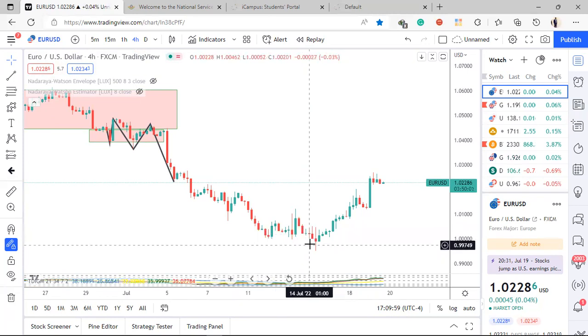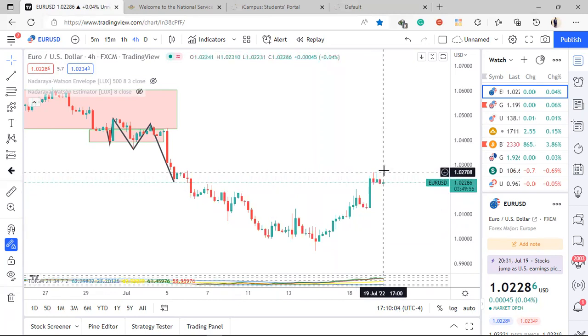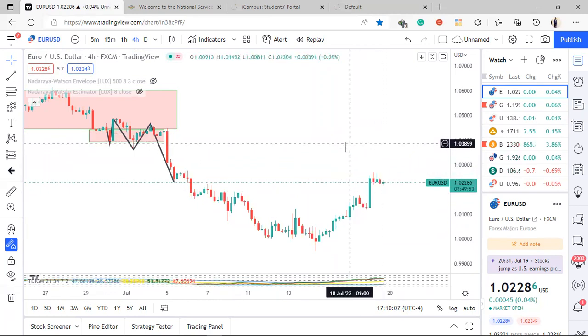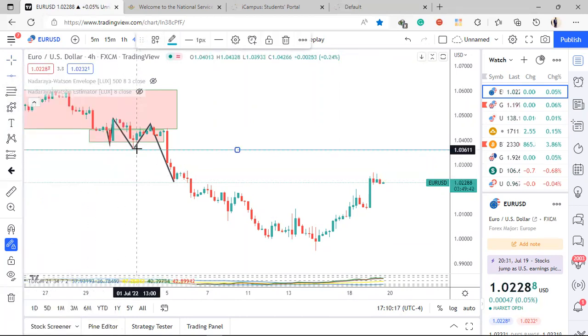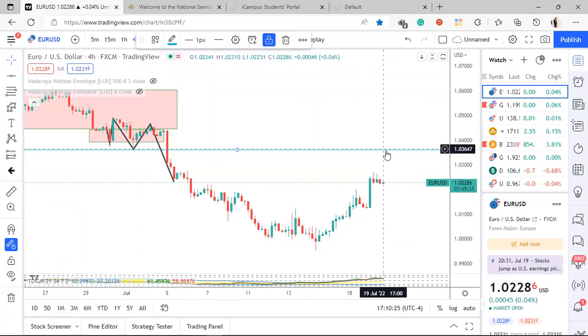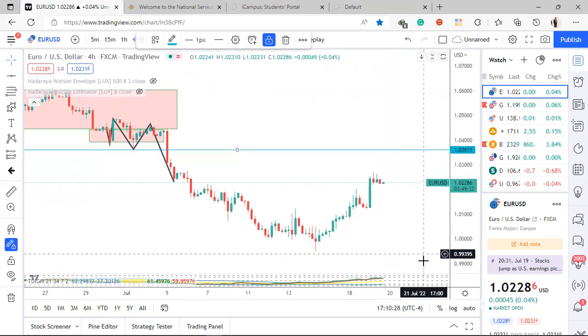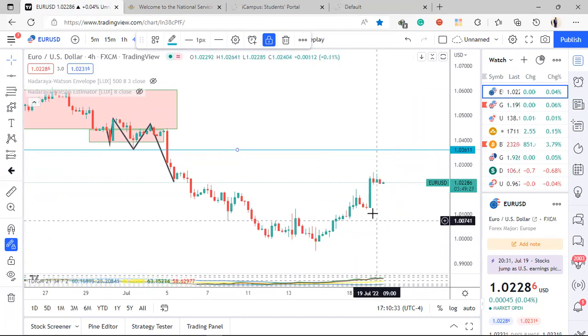Then buyers also came in. And currently buyers are in control of the market. Where do I think the buyers are coming to? The buyers are coming all the way to this side. Buyers are coming all the way to this side before the sellers will take over again. That is basically where the market is going. So if you hold a buy from here, you get there.